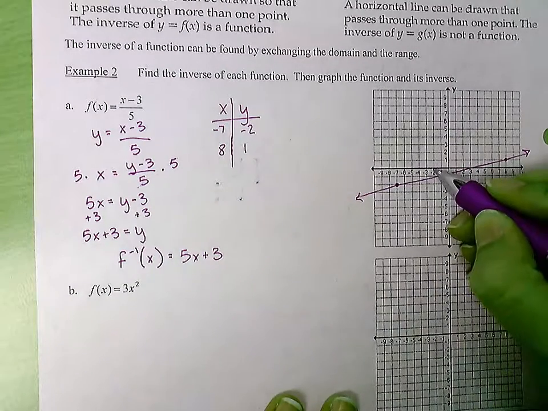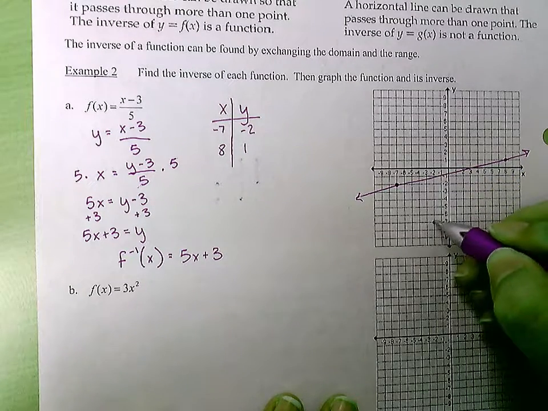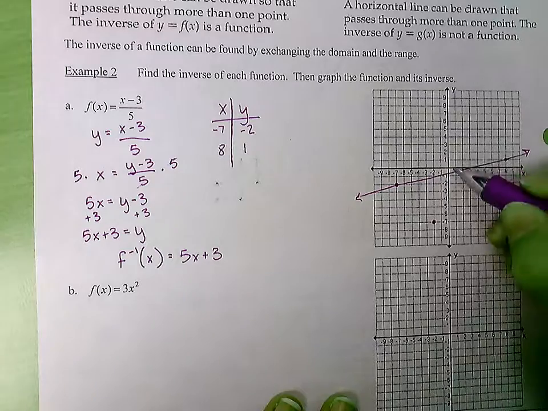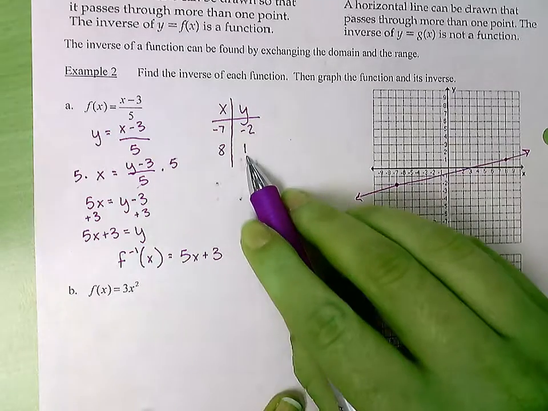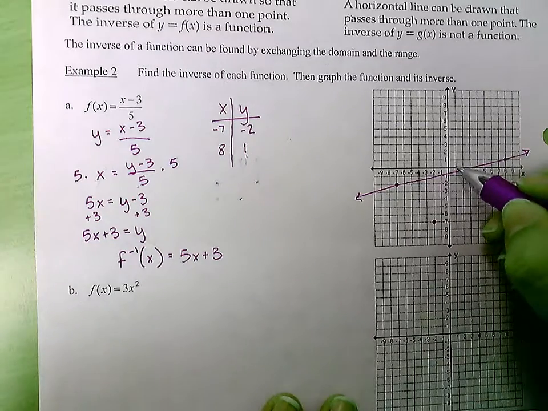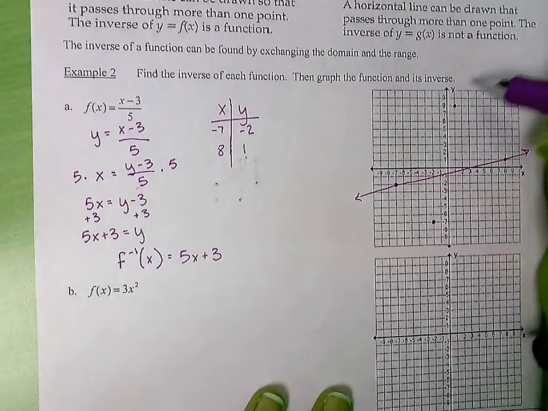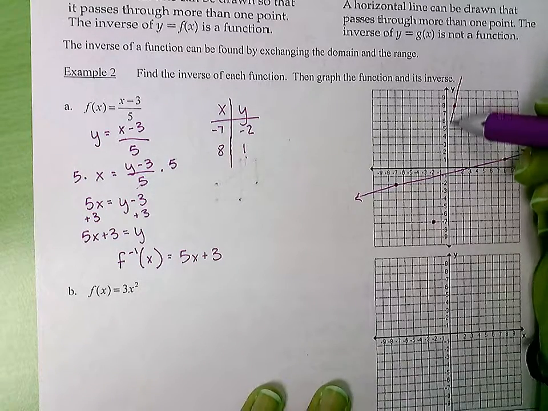So I'm going to go left 2 first and then down 7. And then in my inverse, this would be my x value, so 1, and then my y value would be 8. And again, I can connect those.